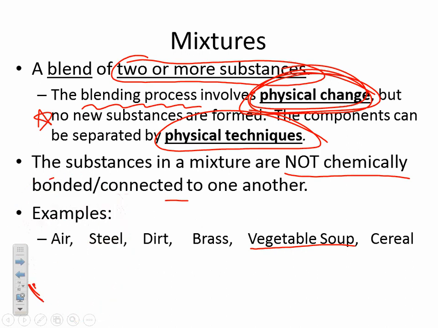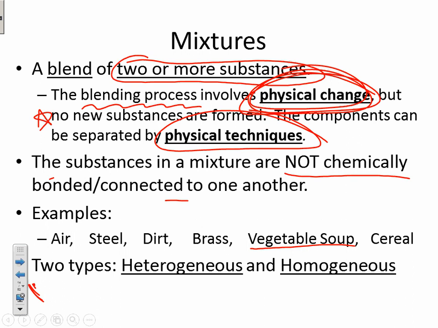That's one that the Regents will ask you about frequently, and a lot of kids tend to get tripped up on it. You think it's a compound. No, it isn't. It's a mixture. There are 2 types of mixtures: heterogeneous and homogeneous, and we're going to talk about both of them.